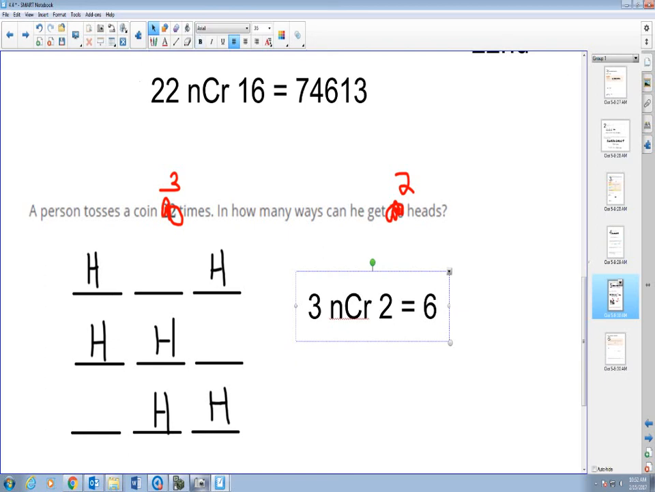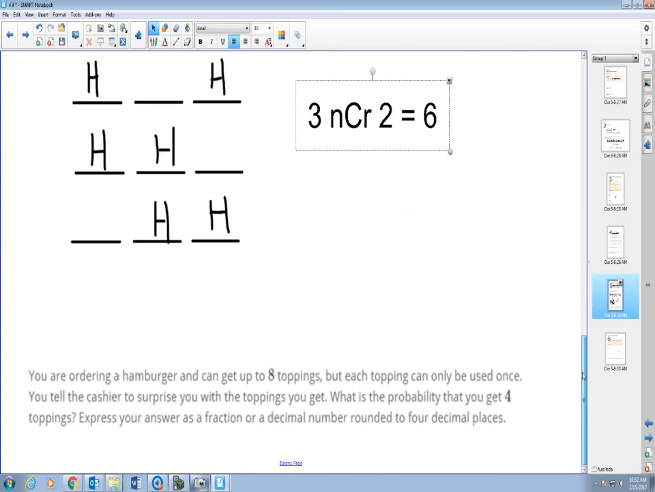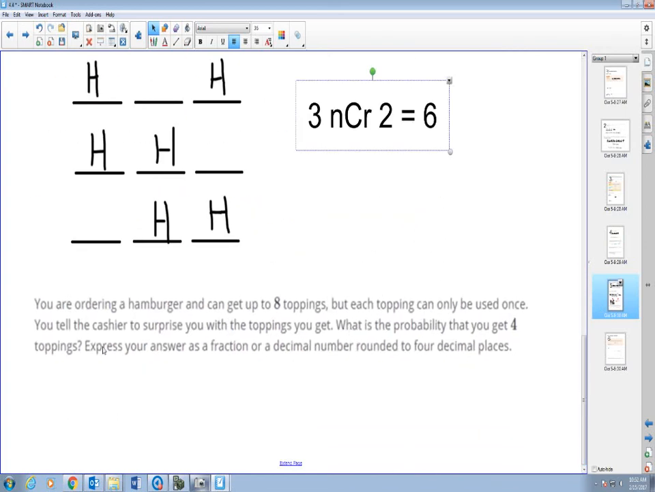Now the last question is quite interesting. I like this problem. Let's say we're ordering a hamburger, and we can tell them we can have up to 8 toppings, no matter what kind of topping it is, but each topping can only be used once. And you tell the cashier to surprise you with the toppings you get. What does up to 8 toppings mean? That means you can have at most 8 different toppings.